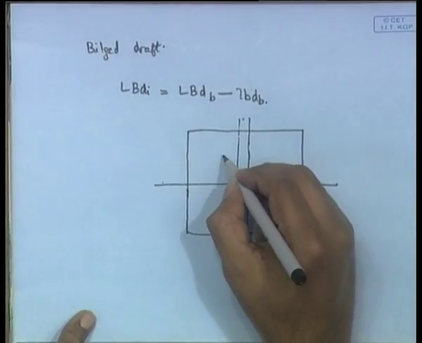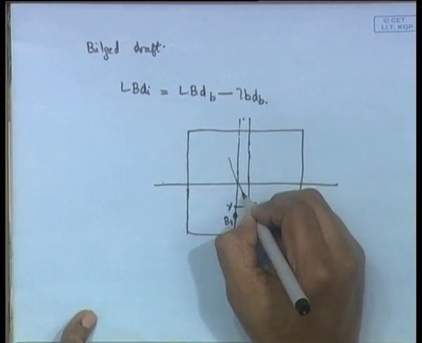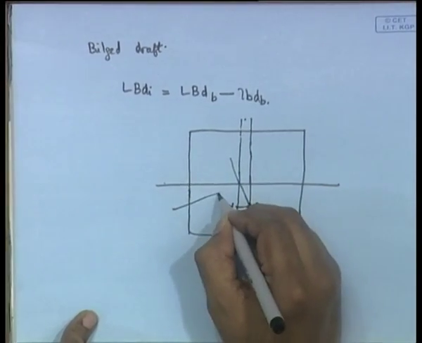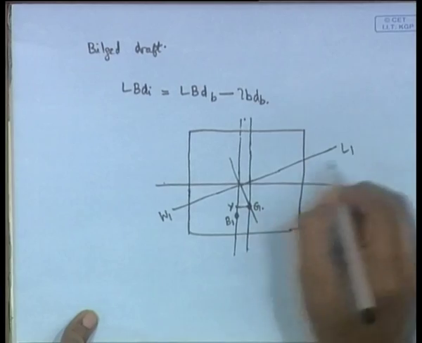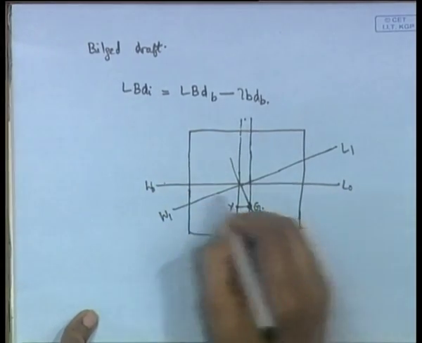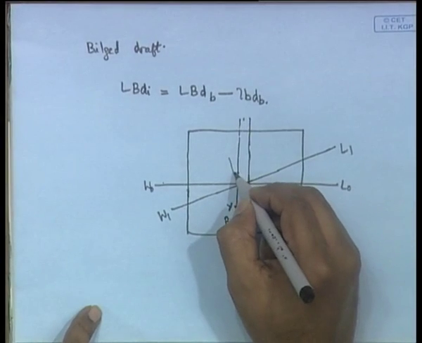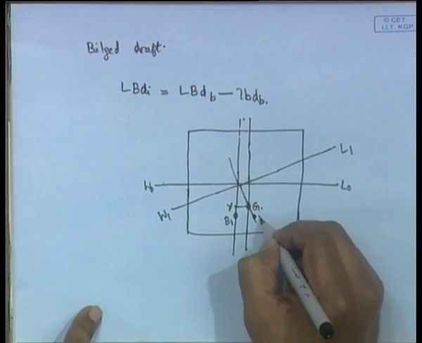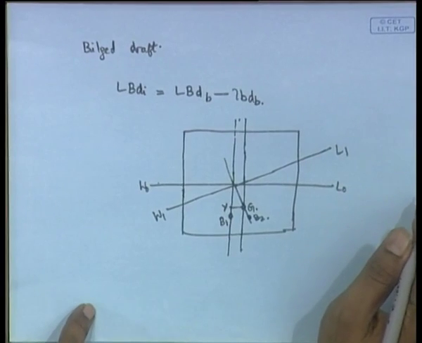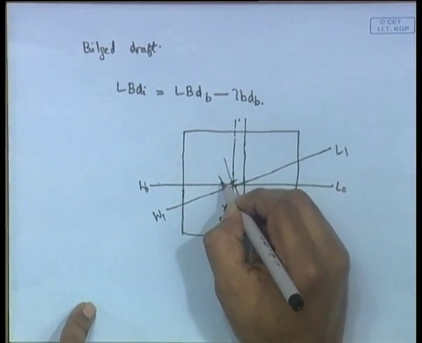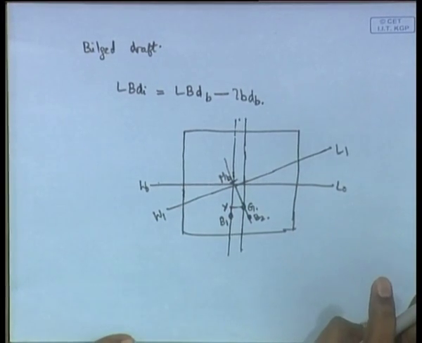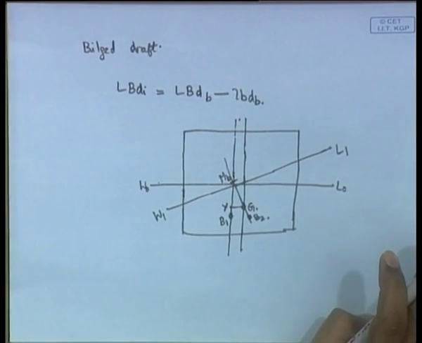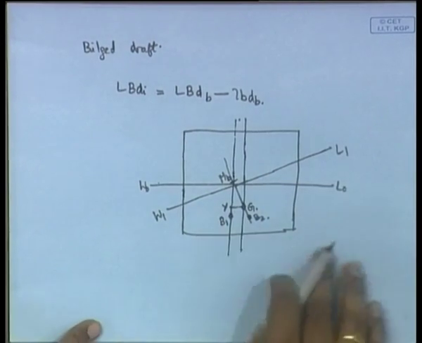Therefore, now the ship heels, W0 L0, it heels to W1 L1 such that B1 moves to a point B2, center of buoyancy is now B2, and somewhere here is your metacenter MB. Everything is the same as in the previous sections where we were dealing with the metacenter. So, I will not go into that.